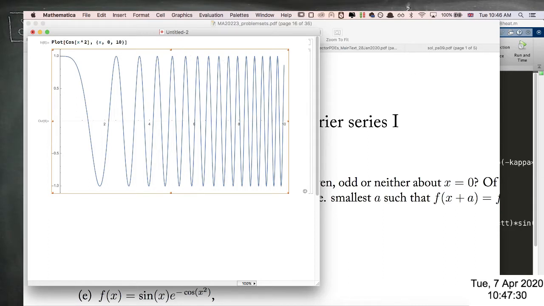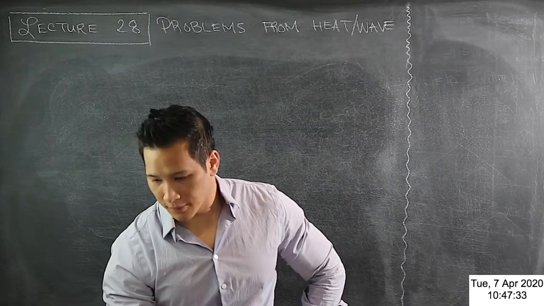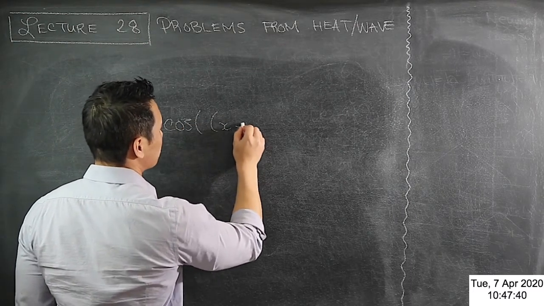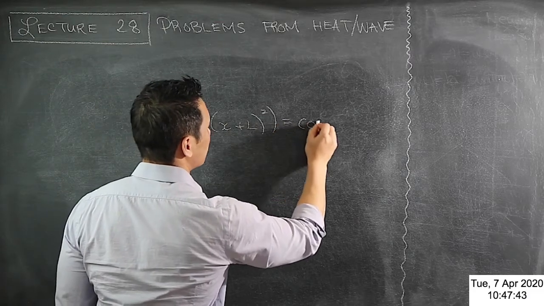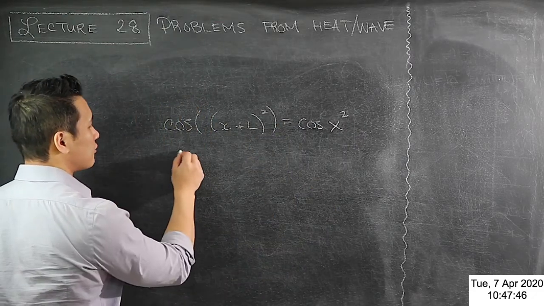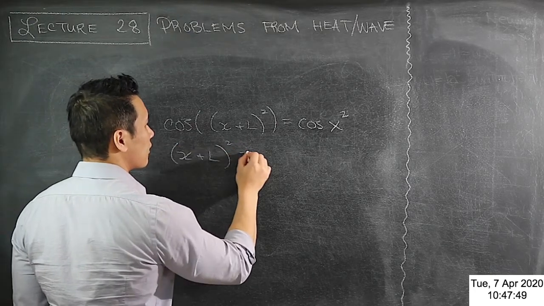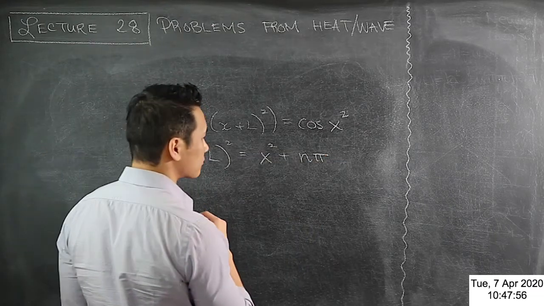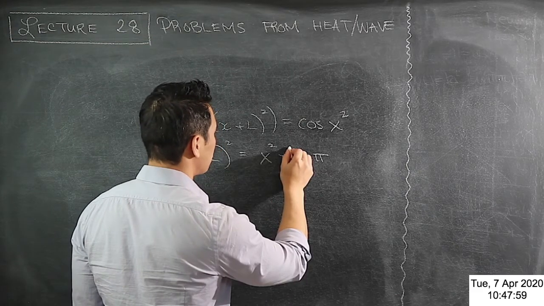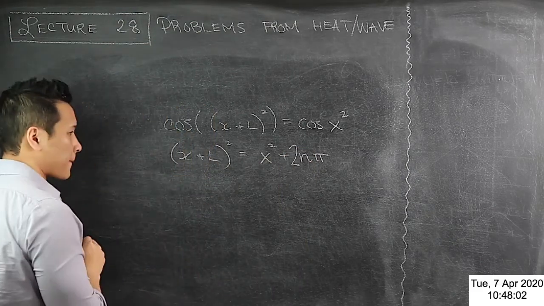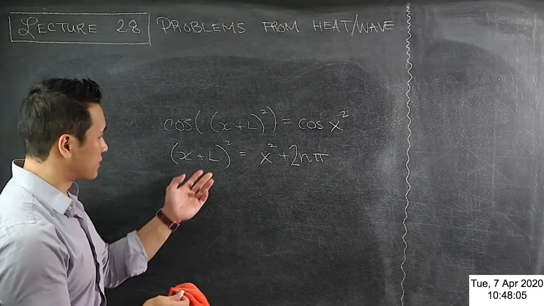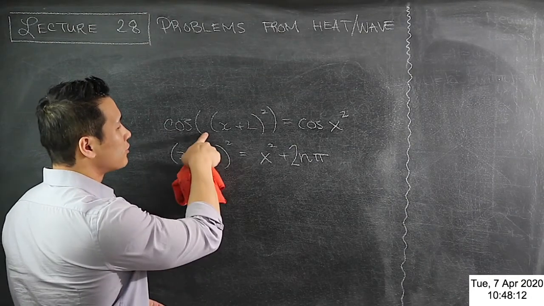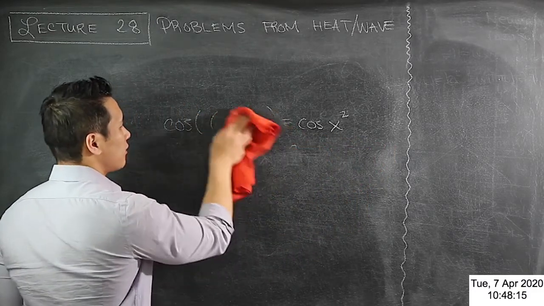And you can prove it by just checking whether it's possible that cosine of x plus L squared is equal to cosine of x squared. And for that to be the case, you would need x plus L squared to be x squared plus some multiple of pi. Suppose 2n pi. Okay? And then you solve both sides, and you'll be able to show that this can't be done for any L which is independent of the x. And so the cosine of x squared function, that function on the right-hand side, is not periodic.